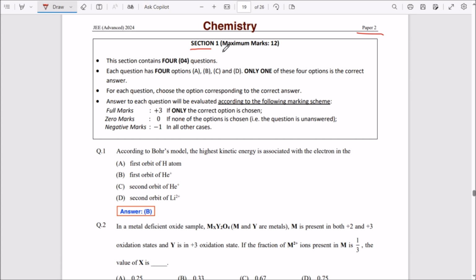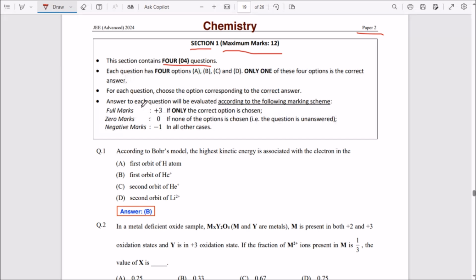Maximum marks allotted for this section is 12 marks. This section contains 4 questions. Each question has 4 options, A, B, C and D. Only one of these 4 options is the correct answer. For each question, choose the option corresponding to the correct answer.